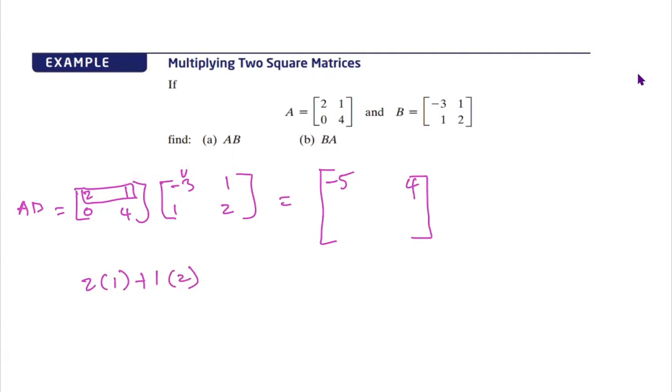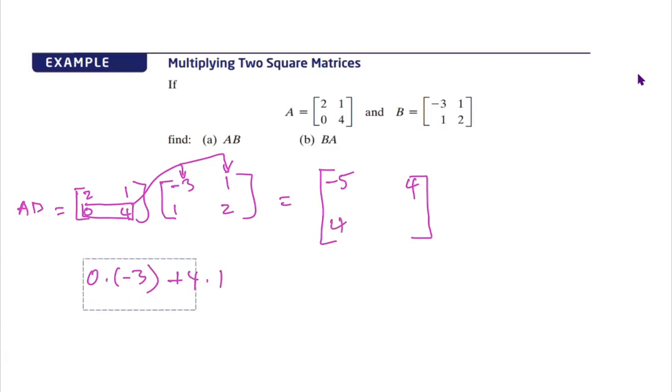Now let's work with the second row. The results will be placed in the second row of the resulting matrix. We do column 1 and then column 2. So 0 times negative 3 plus 4 times 1 equals 4. Then the second column: 0 times 1 plus 4 times 2, that equals 8. So that concludes the product AB.